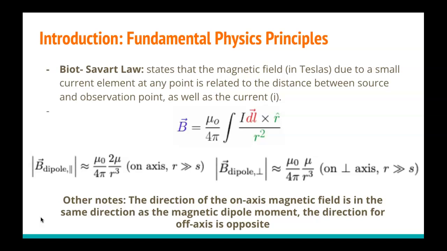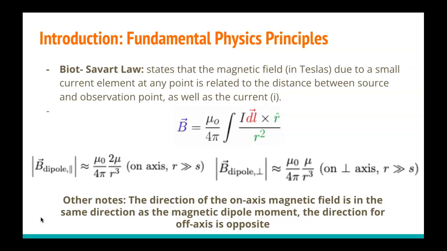The main fundamental physics principle of this lab is the Biot-Savart law, which states that the magnetic field in teslas due to a small current element at any point is related to the distance between the source and observation point as well as the current represented by the variable I. The Biot-Savart law equation is shown below, and then the magnitude of the magnetic field for both the dipole on axis and off axis, where R is much greater than the distance between the positive and negative charge of the dipole, are shown below as well.